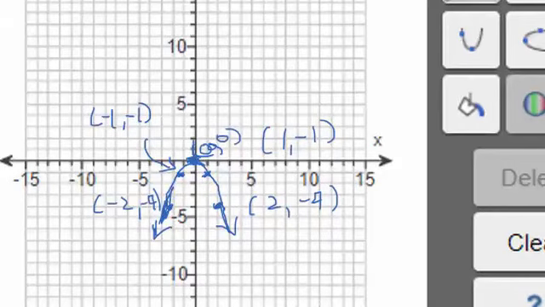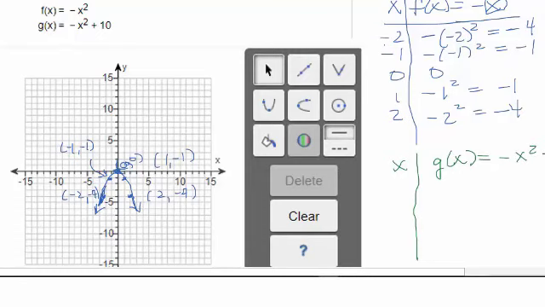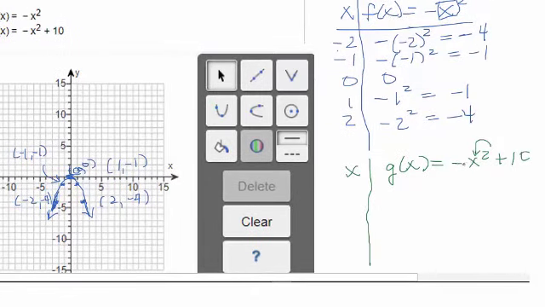Now let's look at g of x equals negative x squared plus 10. So I'm going to make an xy chart, but it's x, g of x. And g of x turns x into negative x squared plus 10. By the way, in case it's confusing you, this squared is only affecting the x, not the negative, which is why these things didn't change to positives up here. In order for the squared to affect a negative, it would have to be in parentheses.